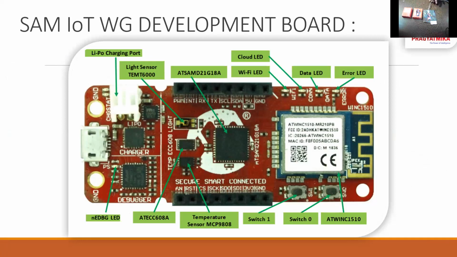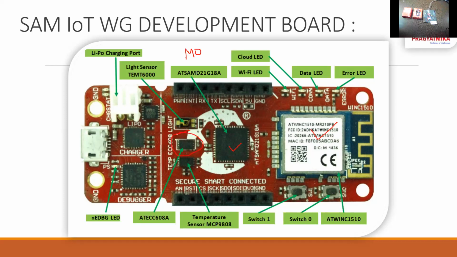Which is there in the video also, you can see. The connected board is the same SAM IoT development board, and you can see it over here. We have the radio controller AT-WINC1510. Then we have the ARM microcontroller, that is AT-SAMD21G18A. This is ARM Cortex M0. And then we have this secure element.